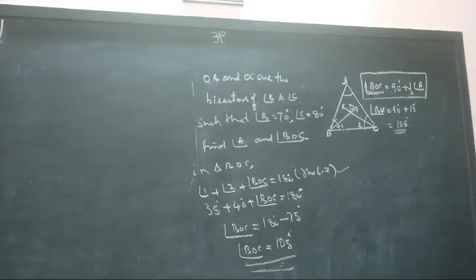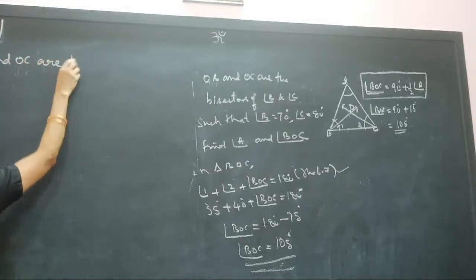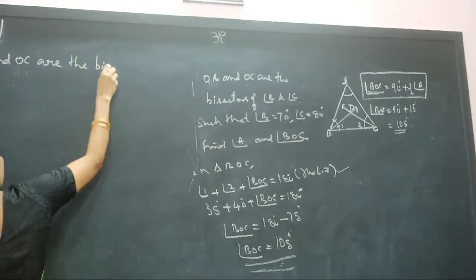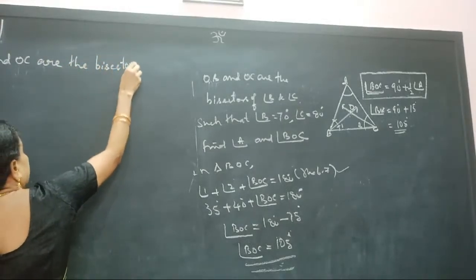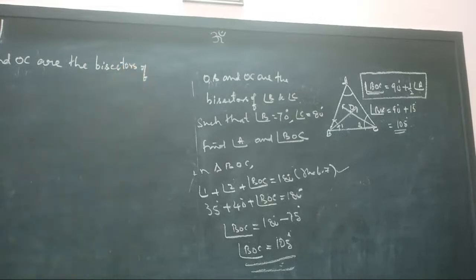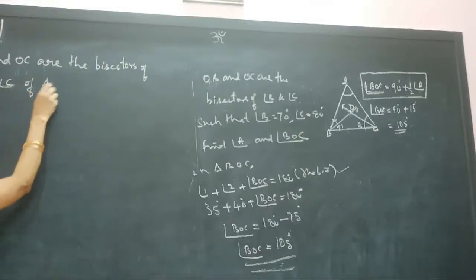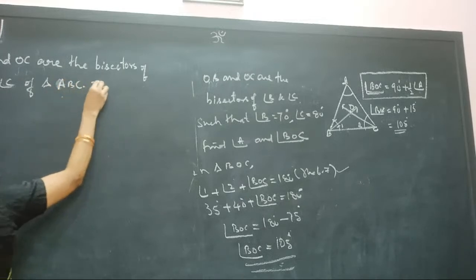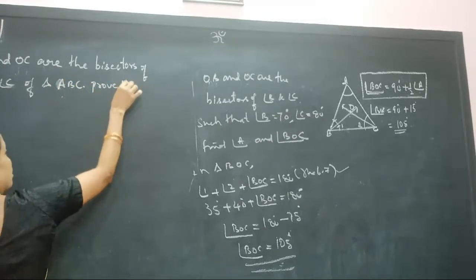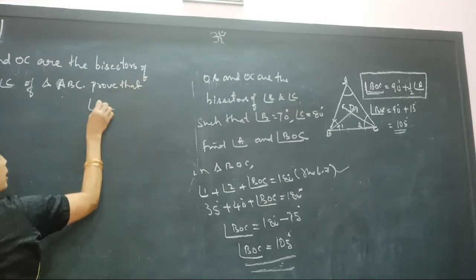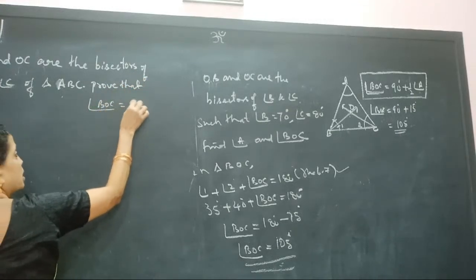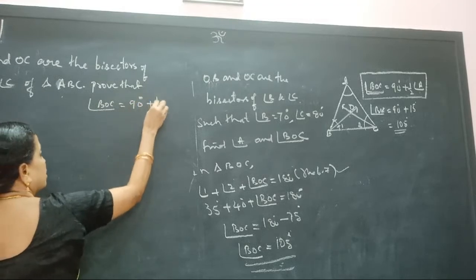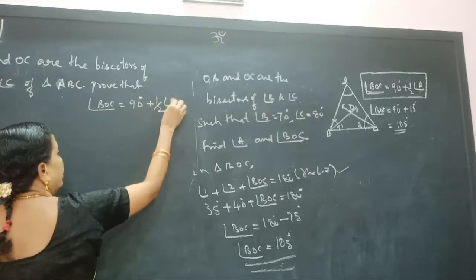Question: OB and OC are the bisectors of angle B and angle C of triangle ABC. Prove that angle BOC equals 90 degree plus half of angle A.